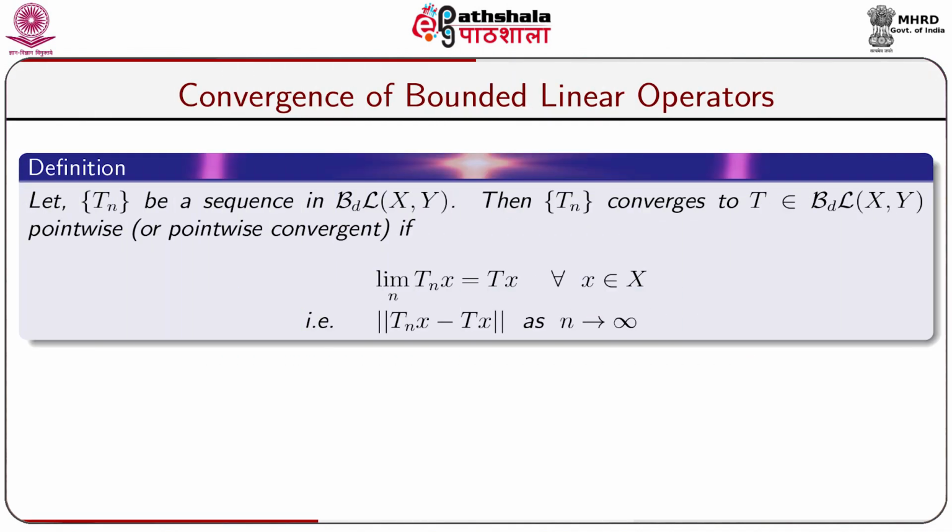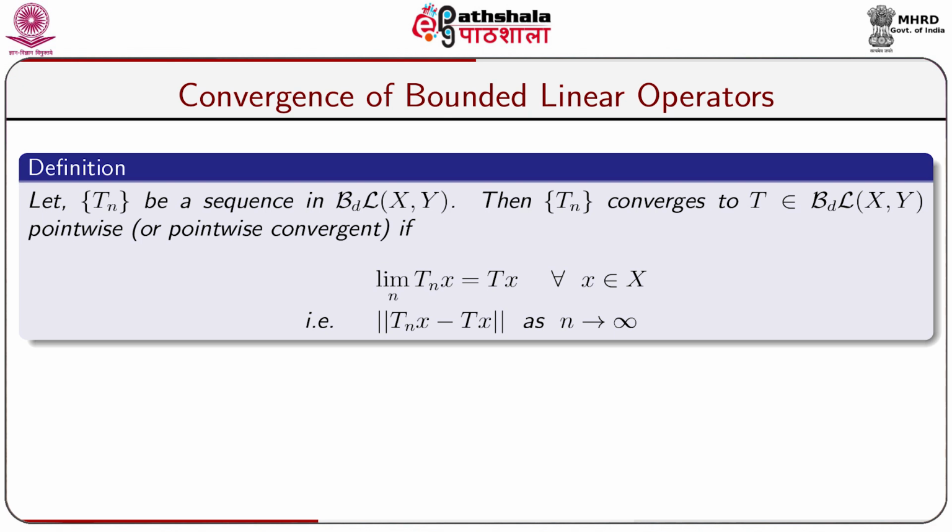Now, we shall start with the collection of all bounded linear operators, that is B(X,Y), where capital X and capital Y are two normed linear spaces over the same field of scalars F. The field of scalars may be either real or complex. Let us take Tn, which is a sequence of bounded linear operators from X to Y.